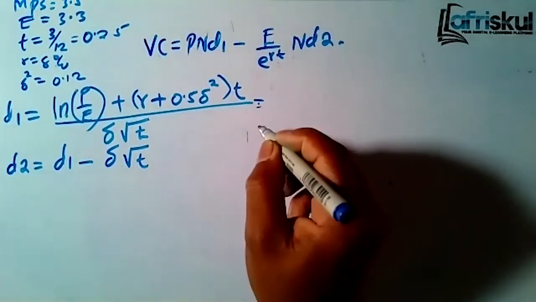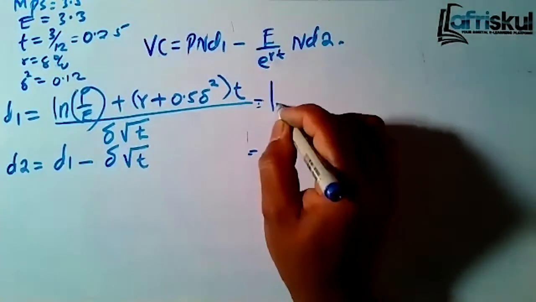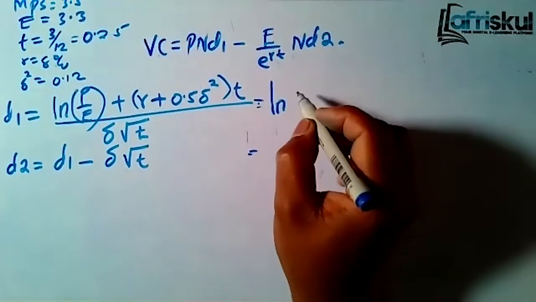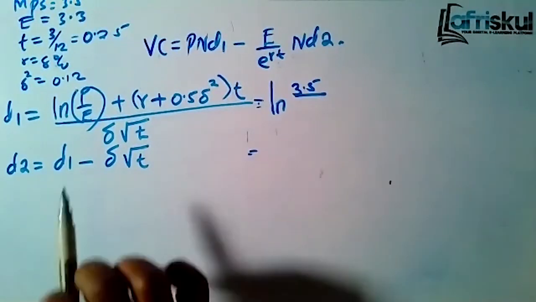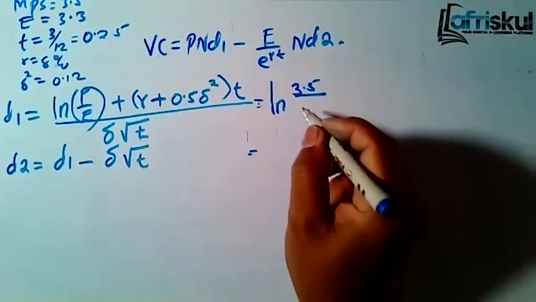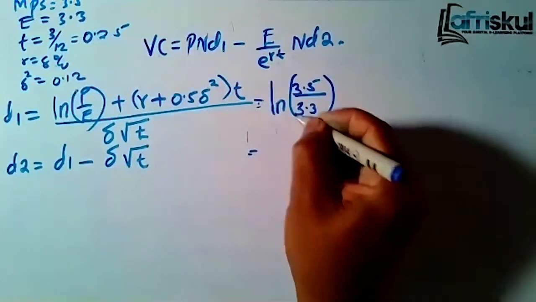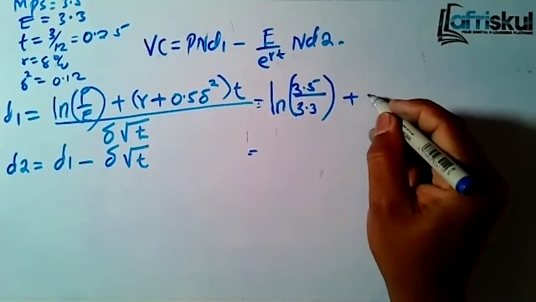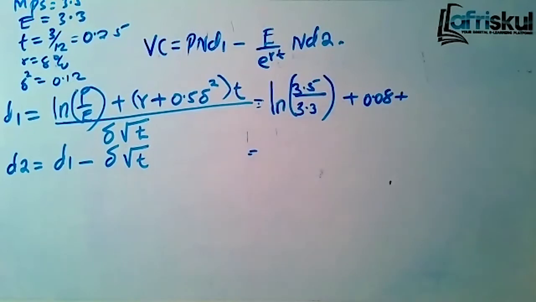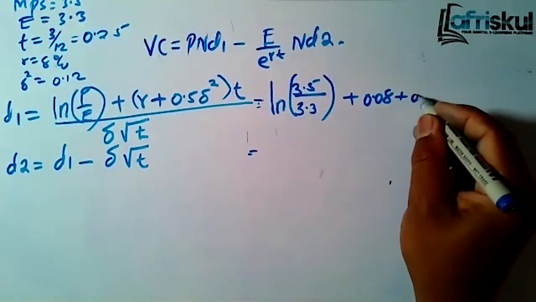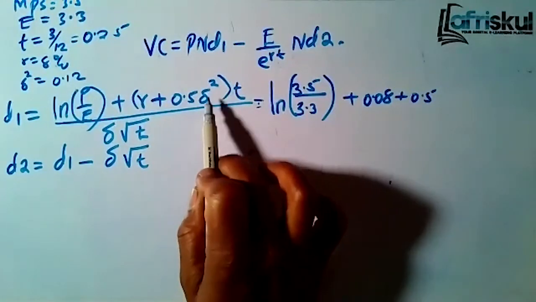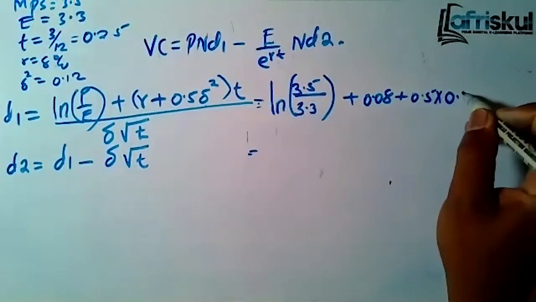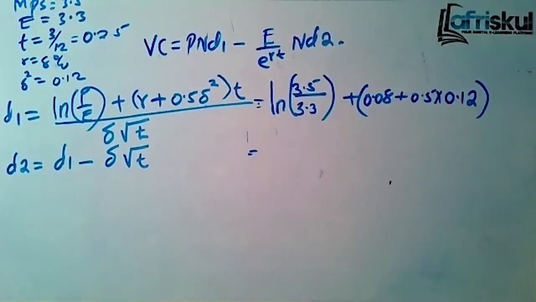So now let's elaborate that. You take your natural log of P, our market price per share, which was 3.5. You take 3.5, then you divide by the exercise price, which was 3.3. Then you add R, the risk-free rate, which was 8%, so that is 0.08. You add a half, that's 0.5, times the standard deviation squared, which means the variance. The variance was 12%, so you multiply by 0.12. Then all of it you multiply by T.